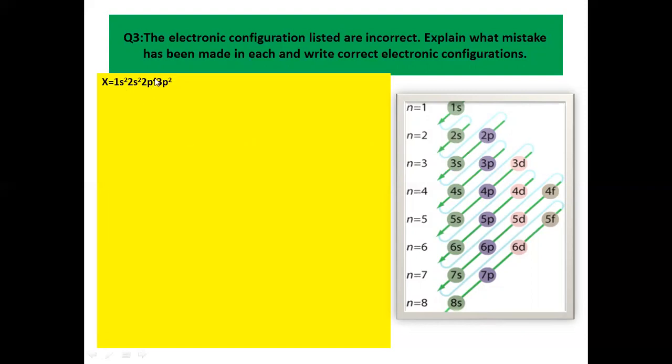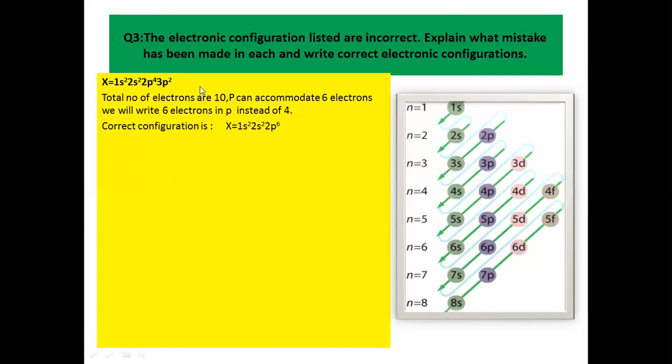Another thing is that the p subshell can accommodate 6 electrons. So instead of putting electrons in 3p, according to our principle, we have to put 6 electrons in this 2p. There is no need to put them into the 3p or 3s. Total number of electrons is 10, and p can accommodate 6 electrons. We will write 2p6 in p instead of this 4. So the correct configuration is 1s2, 2s2, 2p6.